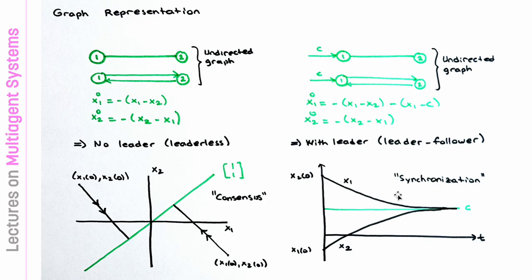Again, we're going to look at graph theory fundamentals, then consensus dynamics for more than two agents, and then synchronization dynamics for more than two agents. In fact, what we are going to look at generalizes to any number n of agents, more than two.